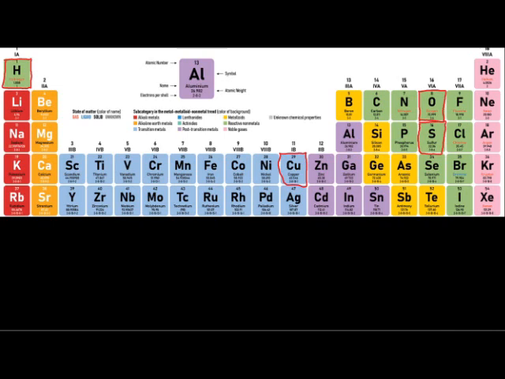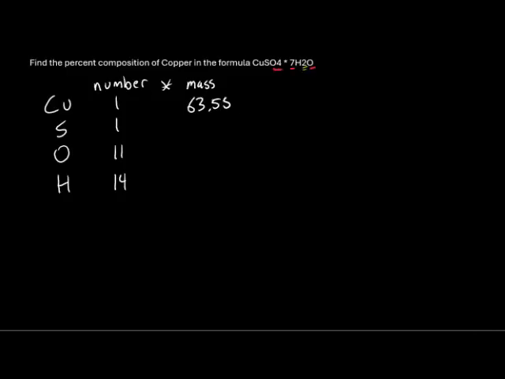Copper's mass, according to the table, is 63.55. Sulfur's is 32.06. Oxygen's is 16.00 if you round up, and hydrogen we'll use 1.01. We'll record all of those masses in our table now. We'll multiply straight across.